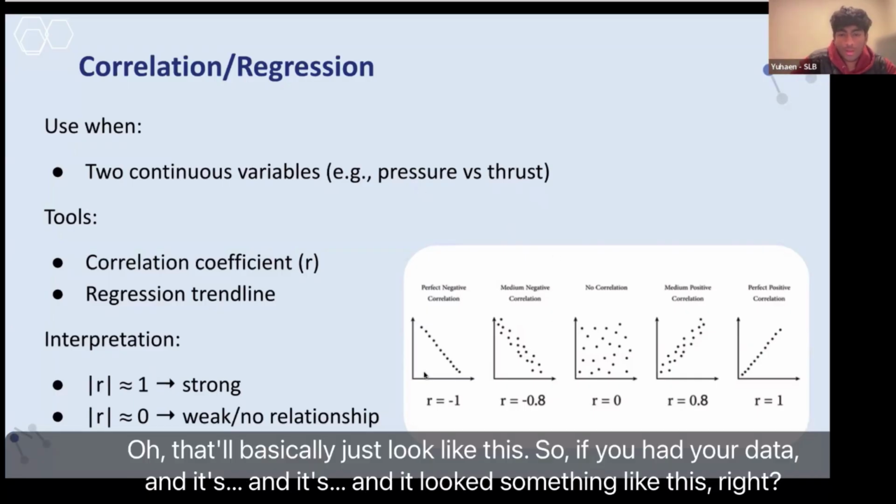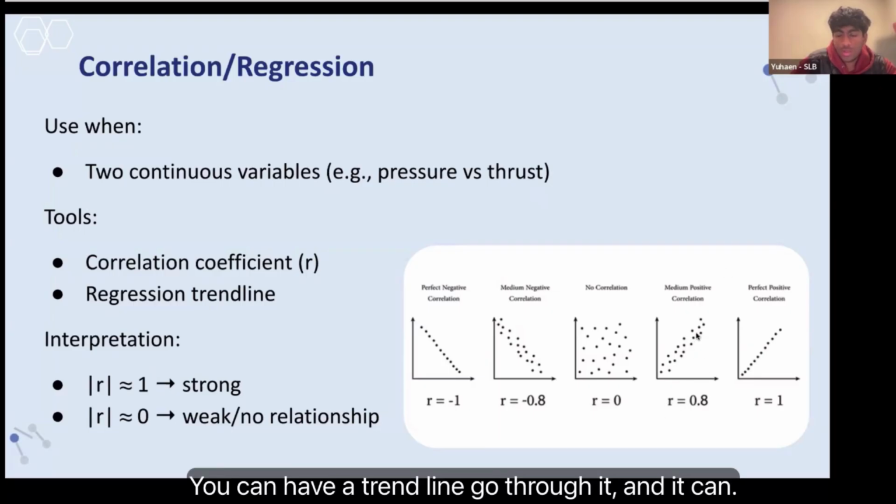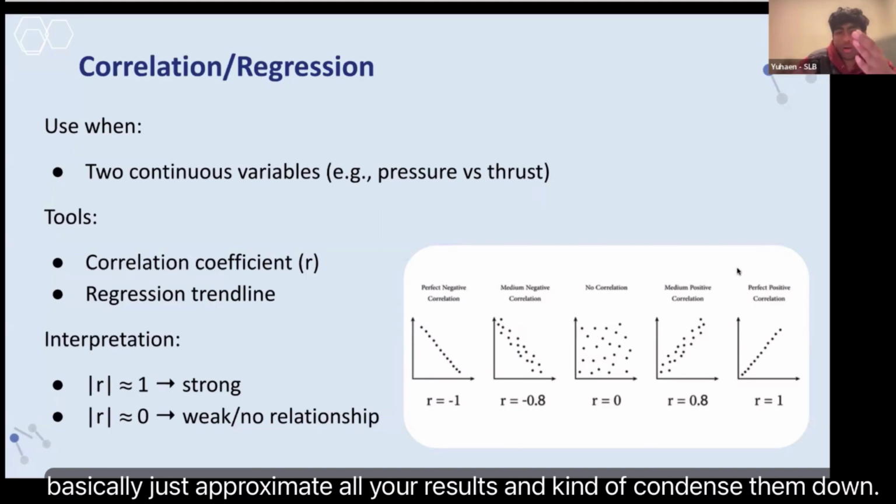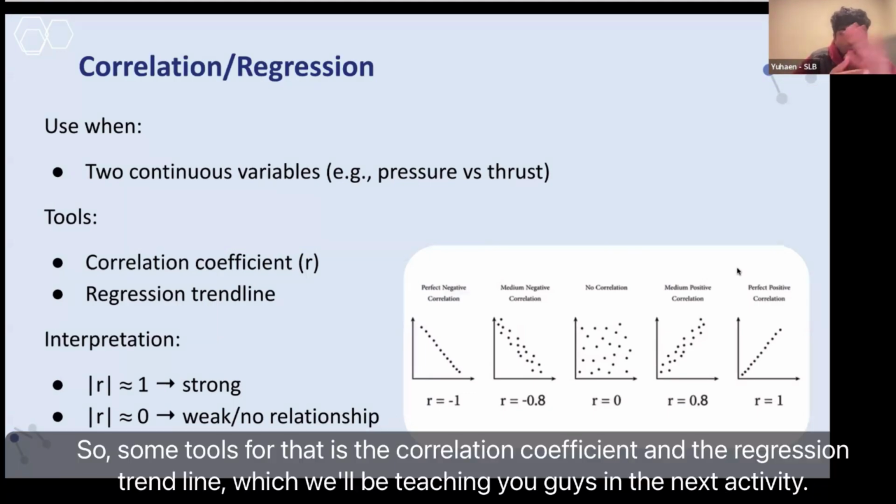That'll basically just look like this. If you had your data and it looked something like this, you can have a trend line go through it, and it can approximate all your results and condense them down. Some tools for that are the correlation coefficient and the regression trend line, which we'll be teaching you in the next activity.